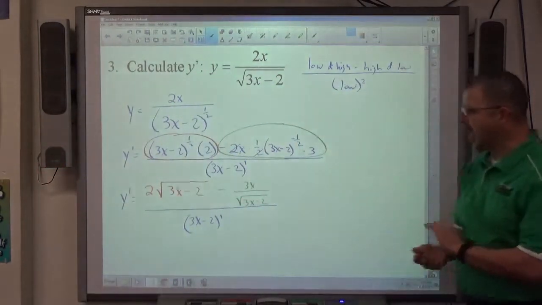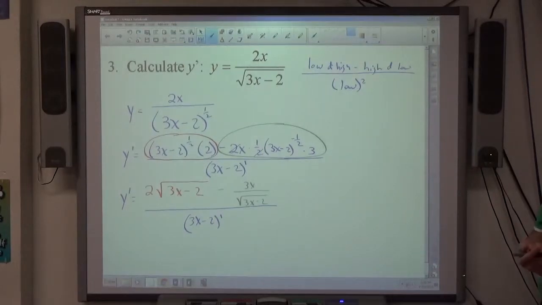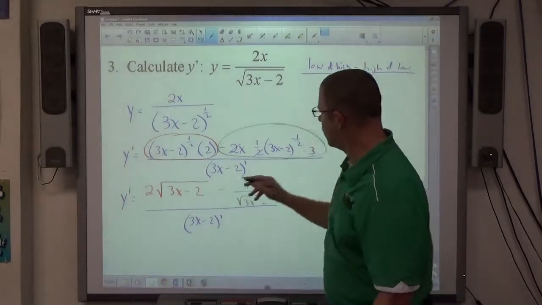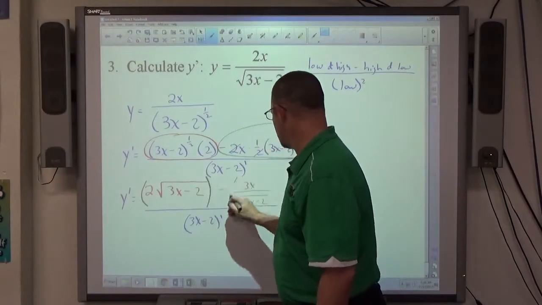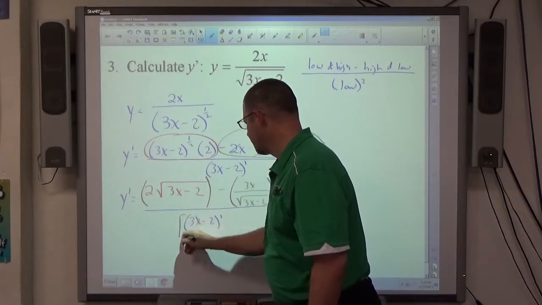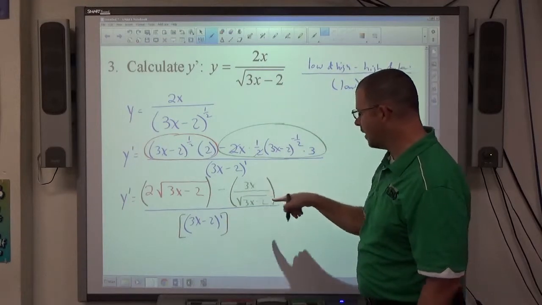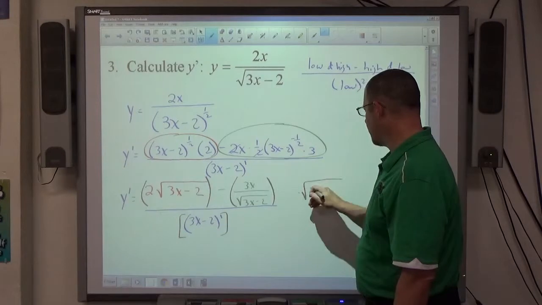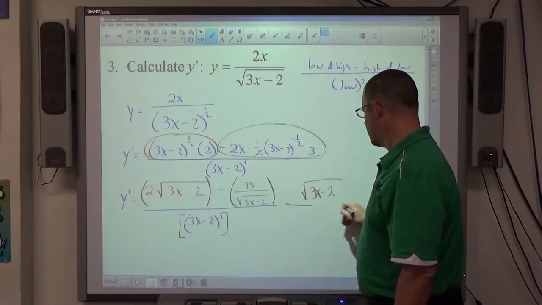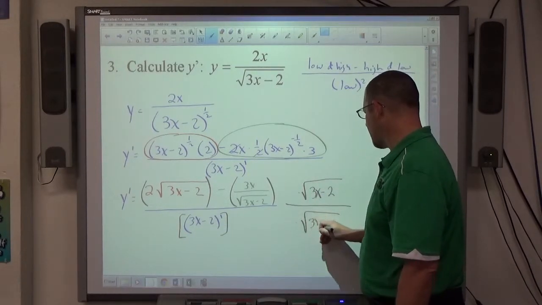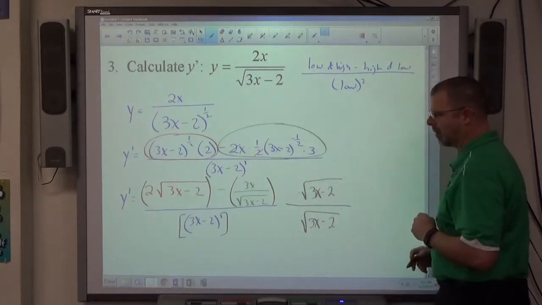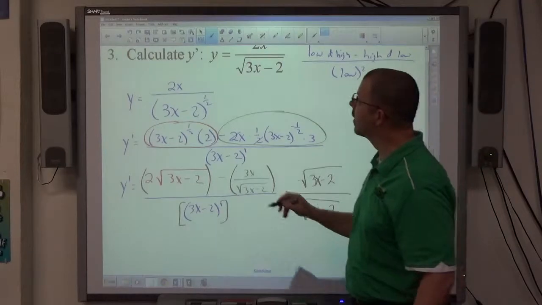The only issue that I have with this answer is that green term having a fraction inside a fraction. We don't want that. So I'm going to take term 1, term 2, term 3, and I'm going to multiply everything by the square root of 3x minus 2. So times the square root of 3x minus 2 on top, times the square root of 3x minus 2 on the bottom. Be very careful that anytime you multiply the top of a fraction, you got to multiply the bottom by the same thing. Basic algebra rule there.